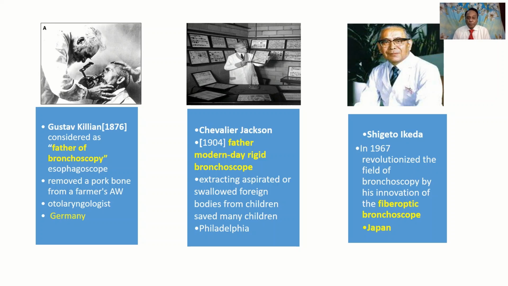Next, in 1904, a scientist from Philadelphia made a lot of changes in the rigid scope, particularly in the optical system, and he also removed a lot of foreign bodies from many children. That is Chevalier Jackson, called the father of modern day rigid bronchoscopy. The Japanese scientist Shigeto Ikeda developed fiber optic bronchoscopy, which is a type of flexible bronchoscopy. He developed this in 1967.